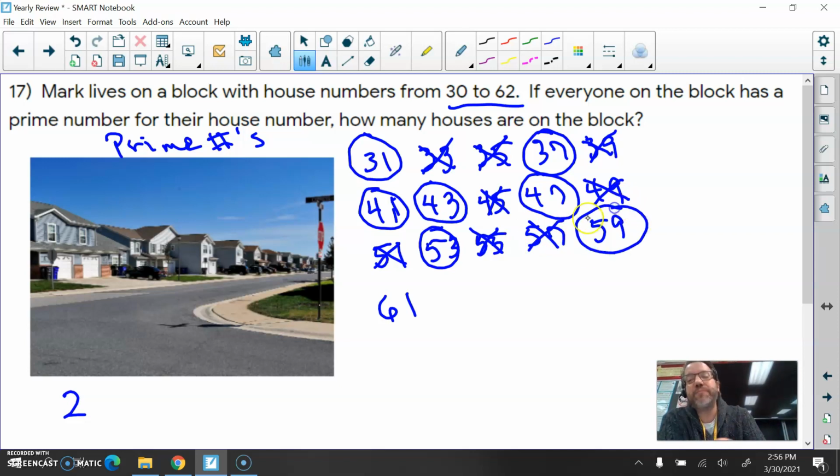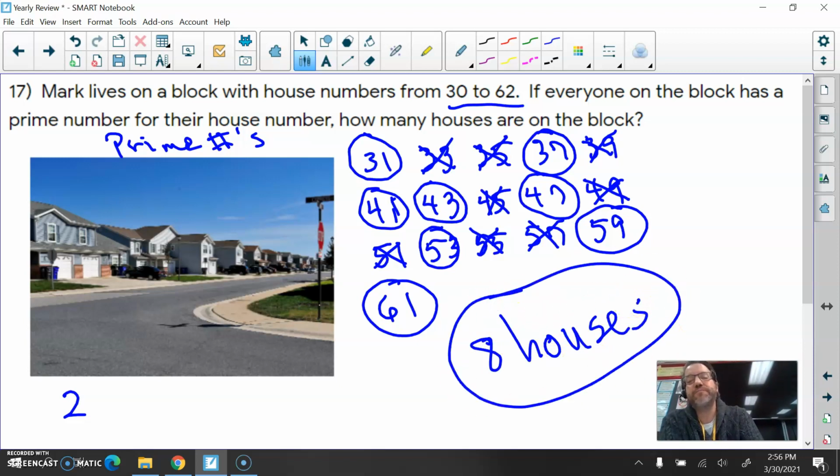59, though, that's prime. And guess what? 61 is also prime. So how many houses are on the block if everyone on the block has a prime number for their house number? Well, 1, 2, 3, 4, 5, 6, 7, 8. There are 8 houses on the block.